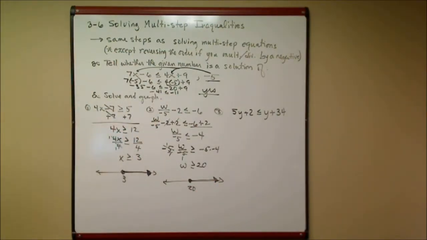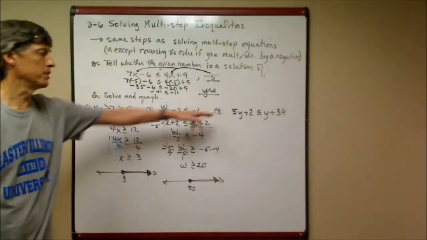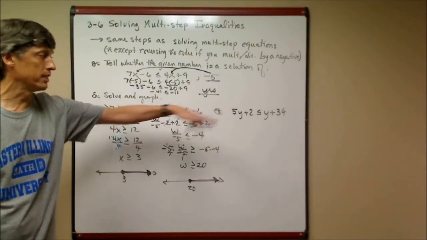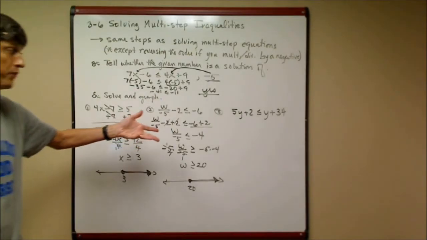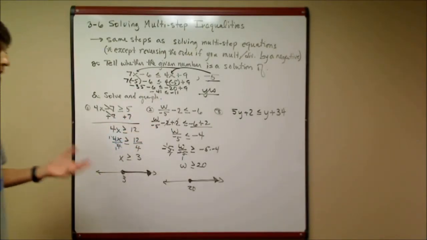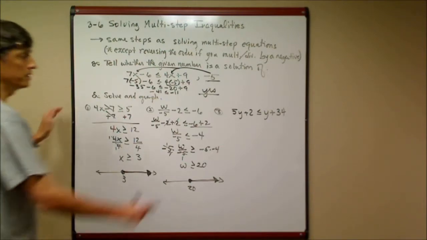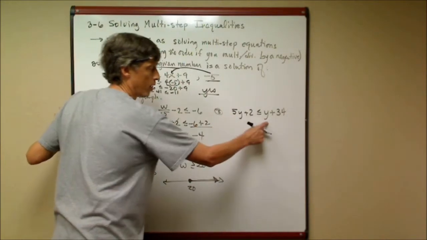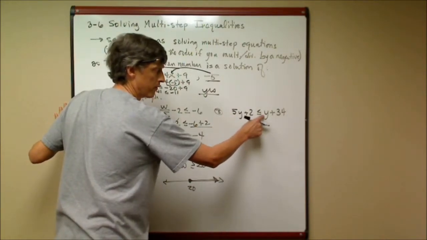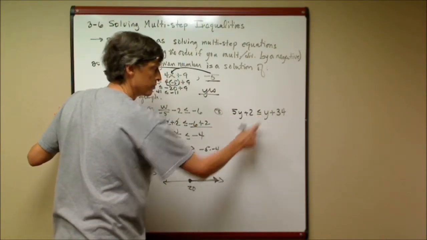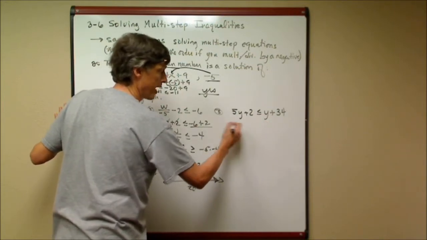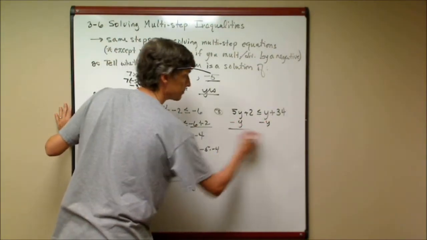This is why, when I was showing you how to solve multi-step equations that had the variable on both sides, I always said get rid of the one with the smaller coefficient. That way you'll end up with a positive amount of them. And when you divide, you'll be dividing by a positive, and you won't have to worry about reversing the order. So in this case, I have 5y here, I have 1y here. Remember, there's no number in front of the y, it's like a 1, it's understood to be there. I'm going to get rid of the 1y by subtracting 1y from both sides.